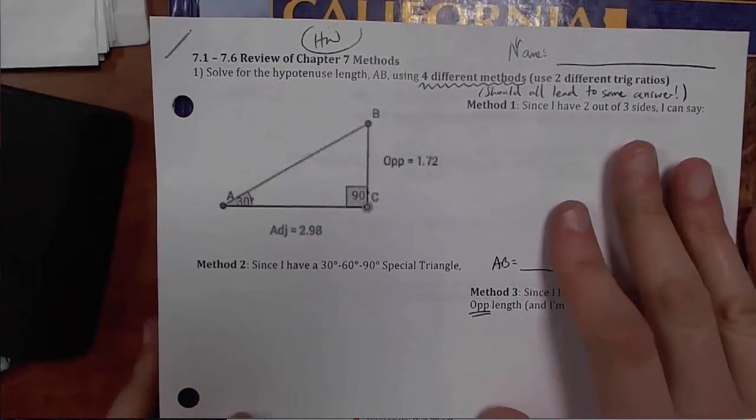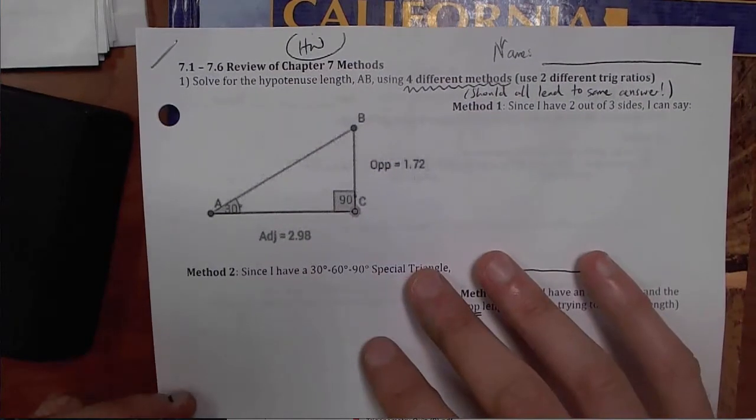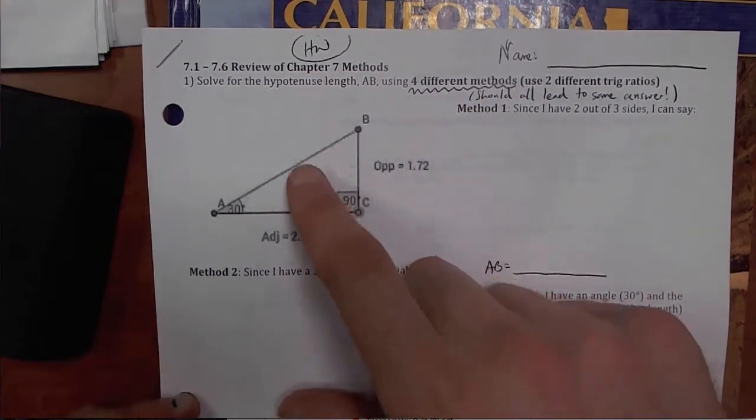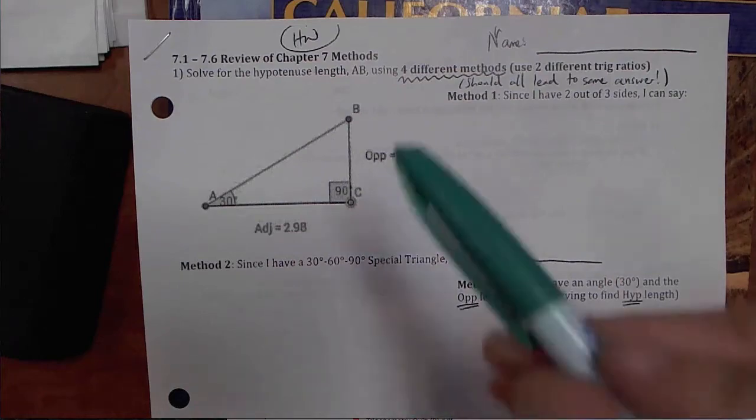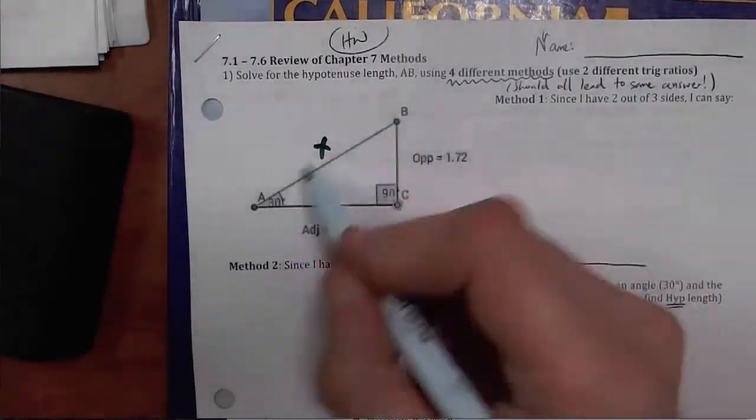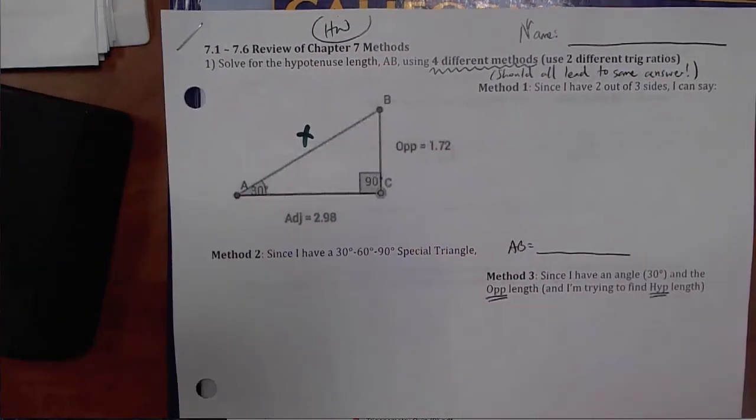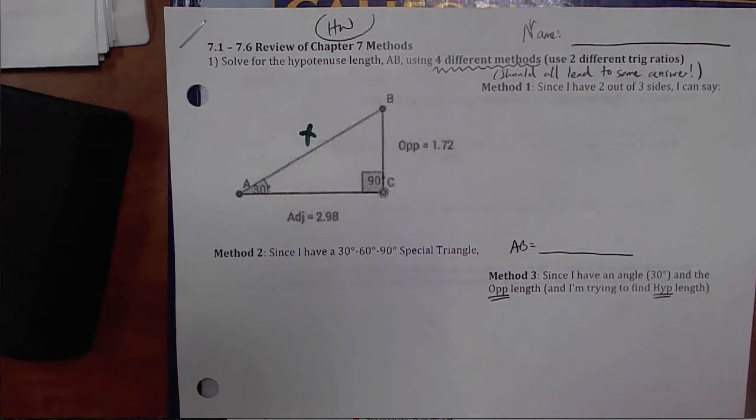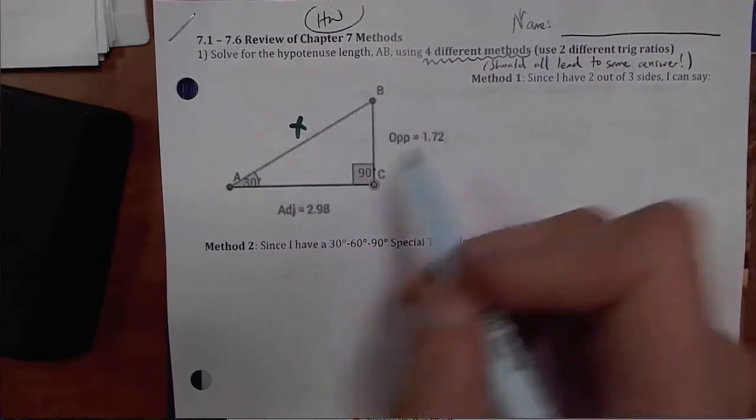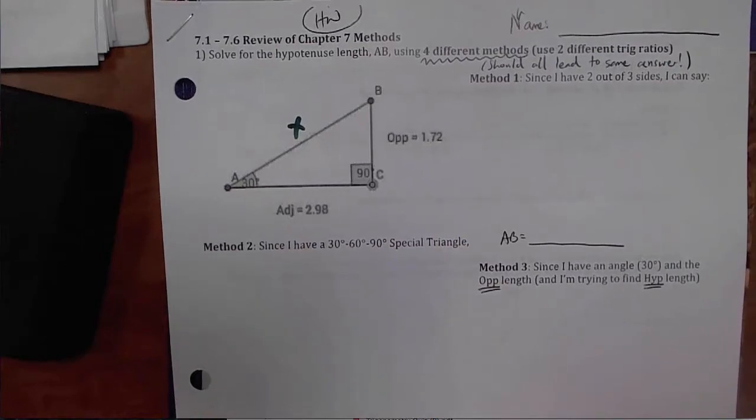First page, I would like you just to understand again that sometimes there are multiple methods possible. So solve for this hypotenuse length AB, you can call it X if you want. Solve for this length AB using 4 different methods, including 2 different trig ratios. They should all lead to the same answer. Okay, so one way to look at it, since I have 2 numbers and I just want to find the third, what method could you do?